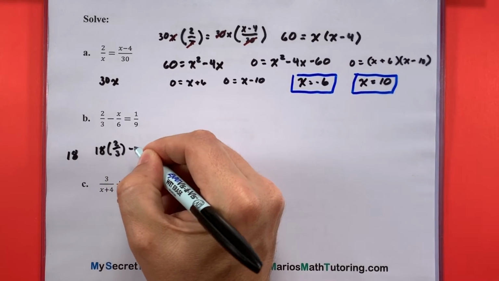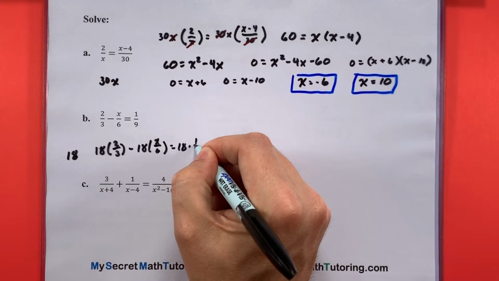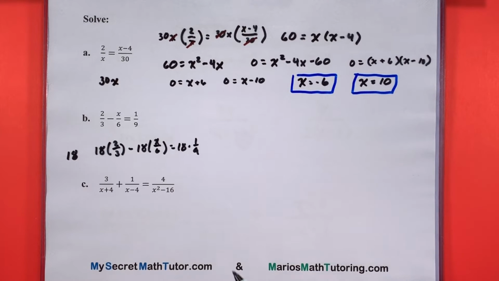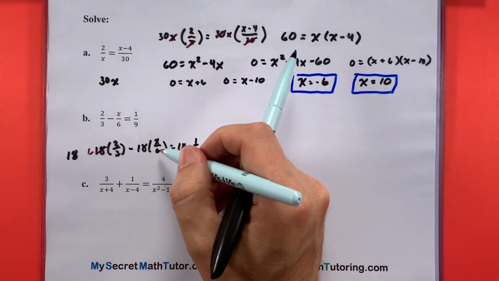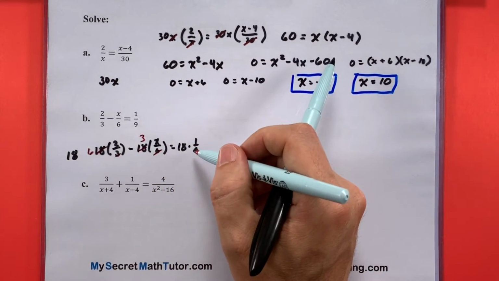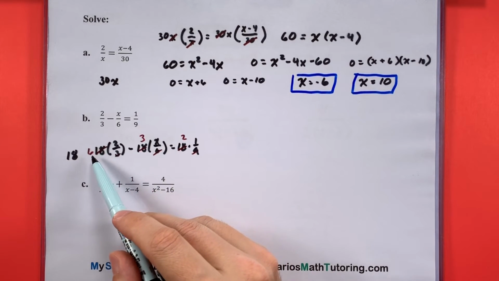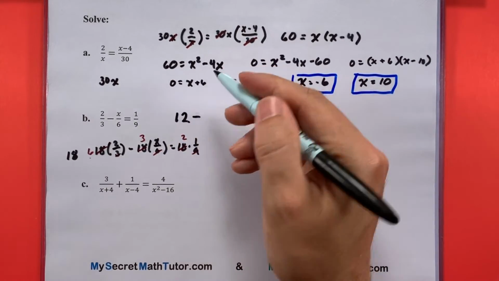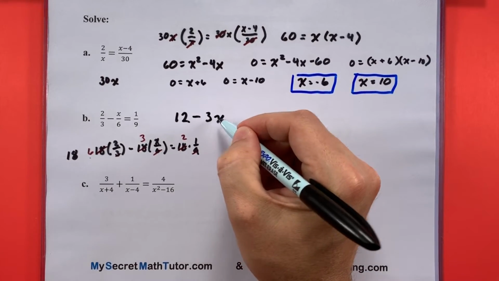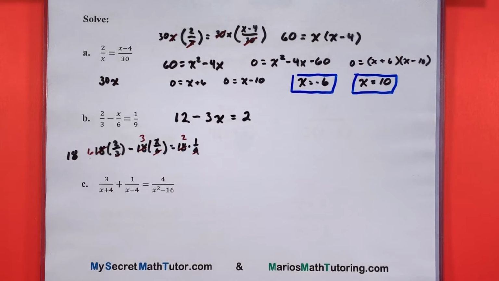So we'll multiply that by 18. We'll multiply the x divided by 6 by 18. And of course, we'll multiply the 1/9 by 18. Let's see what this gives us. So 3 goes into 18 6 times. And 6 goes into 18 3 times. And 9 goes into 18 twice. So what am I really left with here? This is 6 times 2, which is 12, minus 3 times x equals, and 2 times 1 is just 2. So this is our new equation, no fractions to worry about.